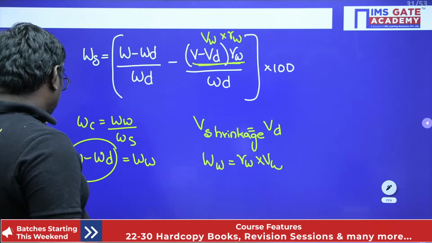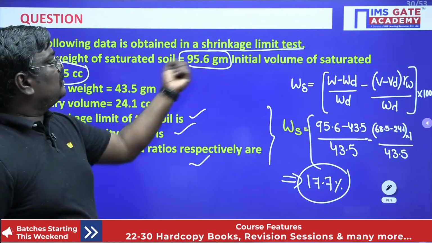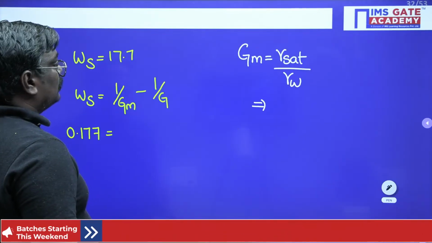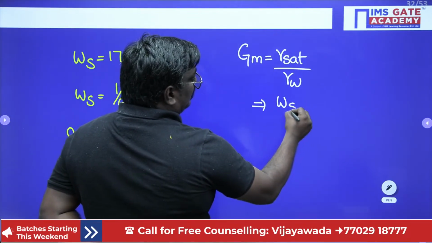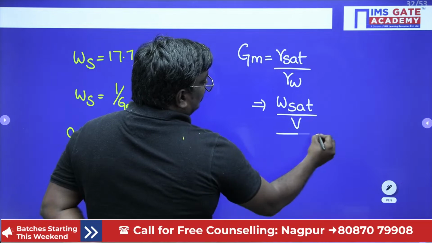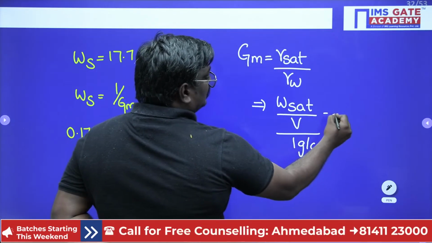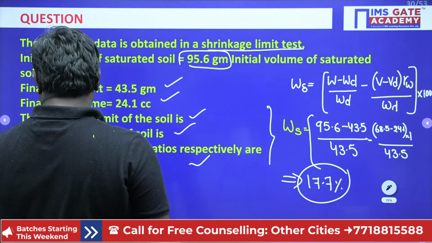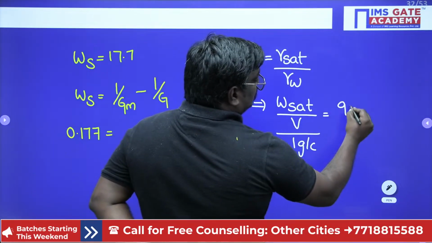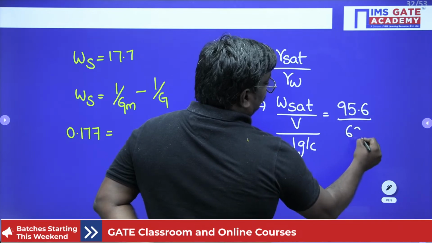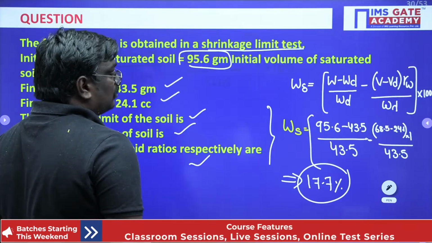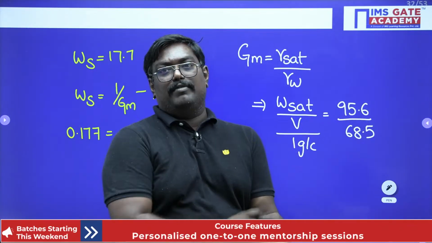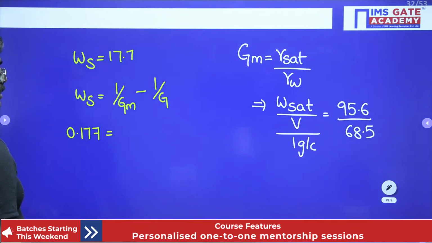Here, what is the weight of the soil initially? Saturated weight is 95.6 grams. And the volume is how much? 68.5. So here gamma sat is equal to weight of saturated by volume, upon gamma W which can be taken as 1 gram per cc. So what is the weight of saturated? The weight is 95.6 and the volume is 68.5. 95.6 divided by 68.5. When I talk about 95.6 divided by 68.5, what is the value? What is the value of 95.6 divided by 68.5?